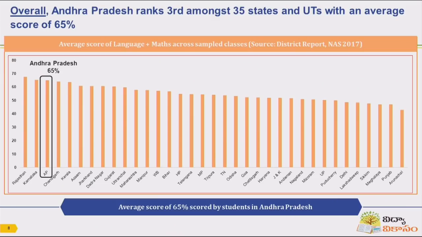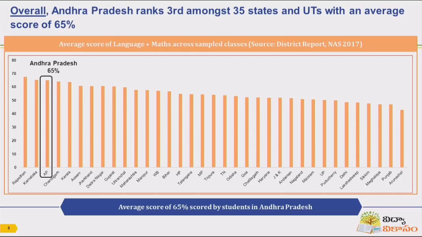So, going forward, if you see this slide, where is our Andhra Pradesh state in the National Achievement Survey? Overall, Andhra Pradesh ranks 3rd among 35 states and union territories with an average score of 65%. The first 2 states are Rajasthan and Karnataka. Our Andhra Pradesh holds 3rd rank. The average score of 65% is the average score of the students with respect to language and mathematics.